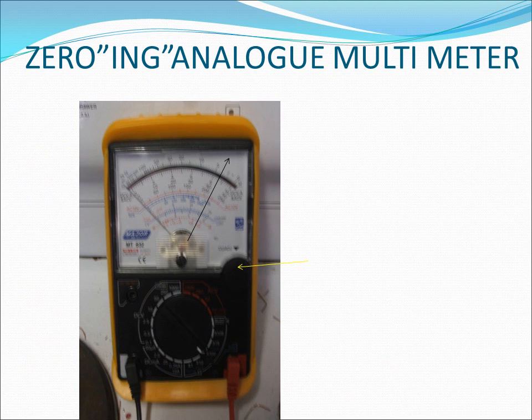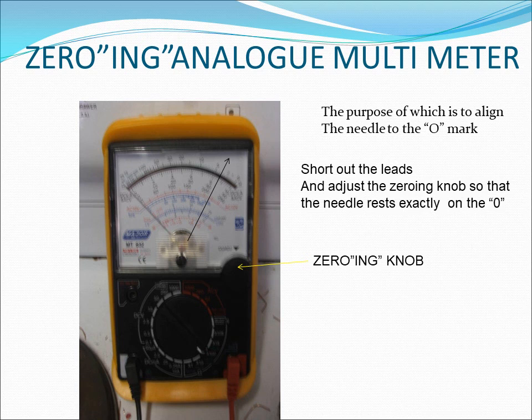Zeroing the analog multimeter, the purpose of which is to align the needle to the zero mark. To do that, you have to short out the leads and adjust the zeroing knob so that the needle rests exactly on the zero mark. Normal position of the zeroing knob.